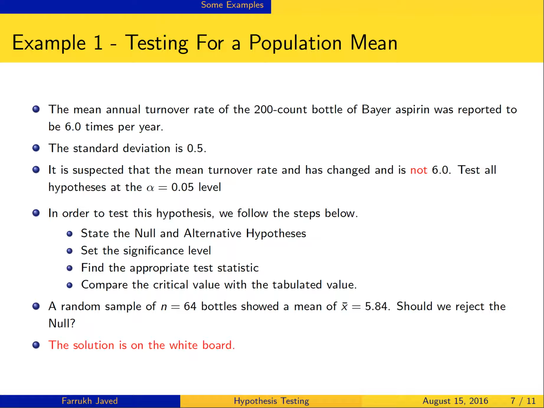We wanted to test whether mu equals 6, which is our null hypothesis, and mu is not equal to 6, which is our alternative hypothesis. So we plug in all those values, calculate the test statistic, and then compare it with the tabulated value, which is the percentile of z. And then we decide: are we going to reject or not?